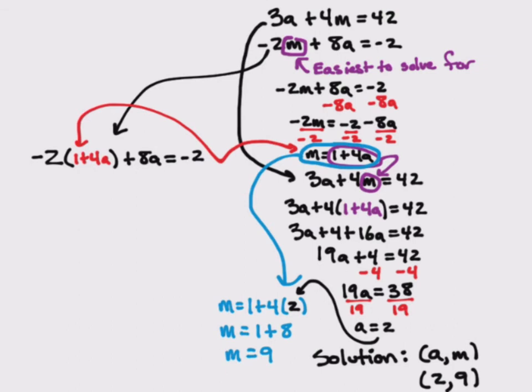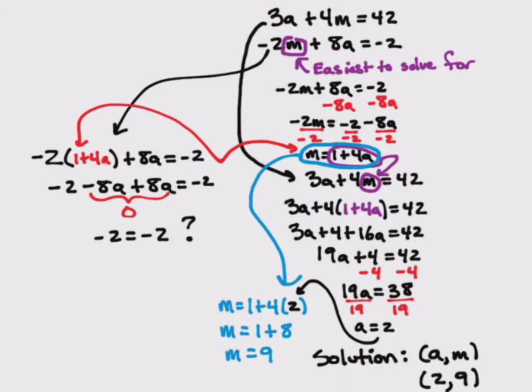Well, note that if you try to solve for a in this equation, you get negative 2 equals negative 2. Of course negative 2 equals negative 2. That's an obviously true statement. But we only got that statement because we used the second equation to solve for m, but then substituted that right back into the same equation.